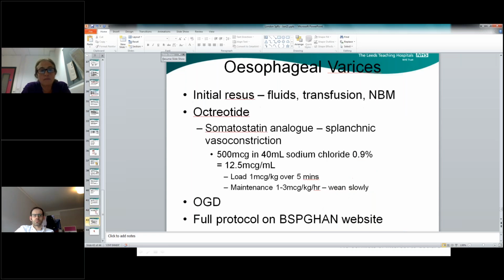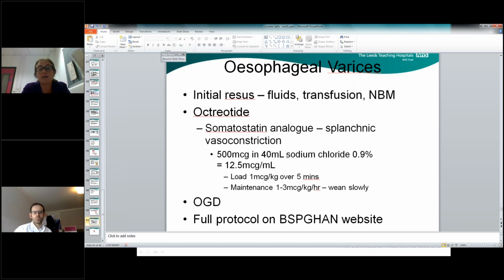And then the last thing I was going to mention was just about oesophageal varices, because we get asked about it quite a lot or asked for advice. And there's a full protocol on the BSPGHAN website, which is a protocol agreed by the 3 liver centres, so again, King's, Birmingham and Leeds. And basically, octreotide is our drug of choice. It works by causing vasoconstriction and reducing the bleeding.